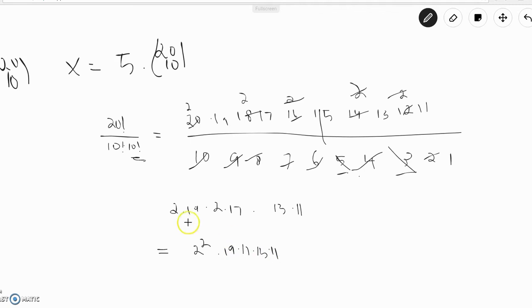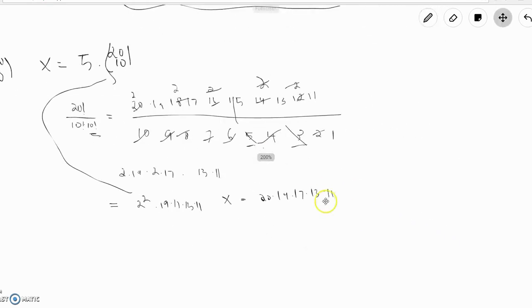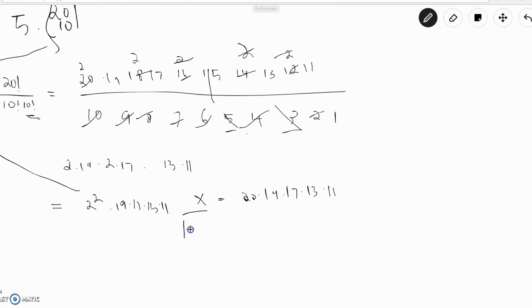And now we can just replace that with this. So we get x is equal to 5 times that expression, which is equal to 20 times 19 times 17 times 13 times 11. Now all that remains to do is to divide x by 1430, so we can do that on both sides. And notice that if we factor 1430 as a product of primes, it's equal to 5 times 2 times 11 times 13.